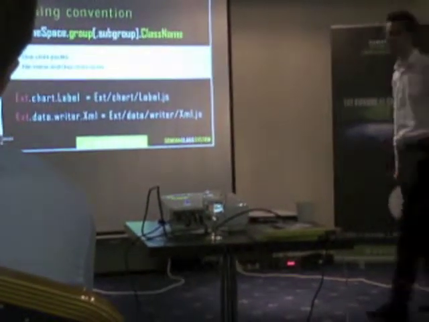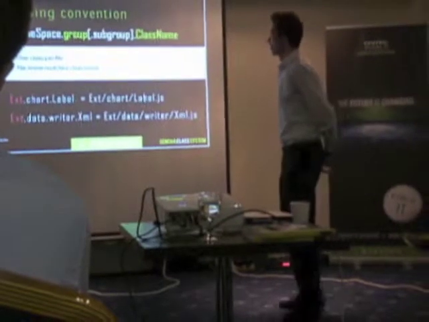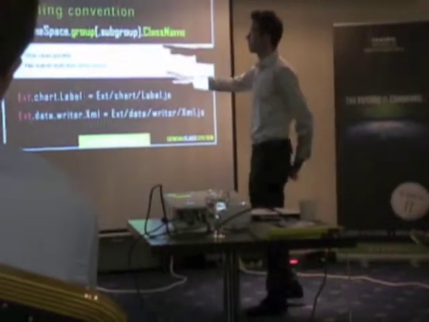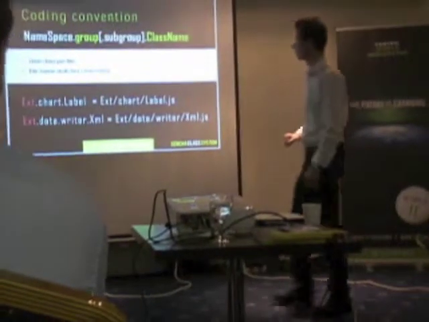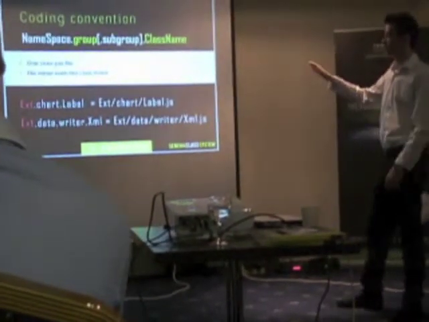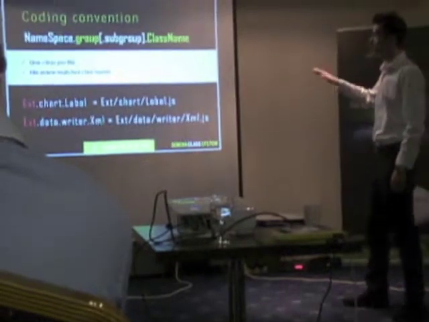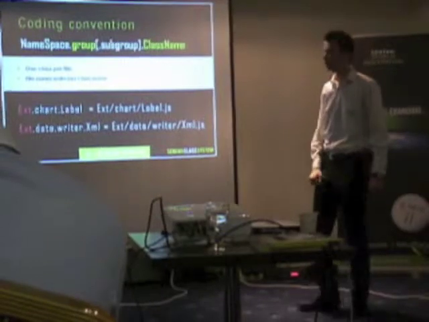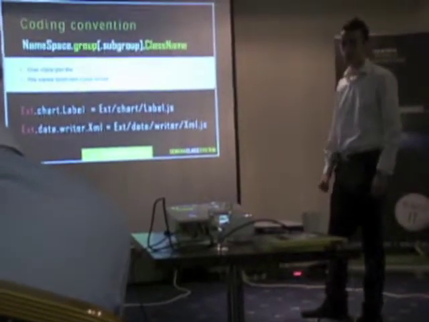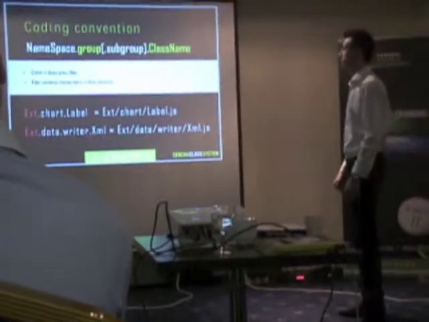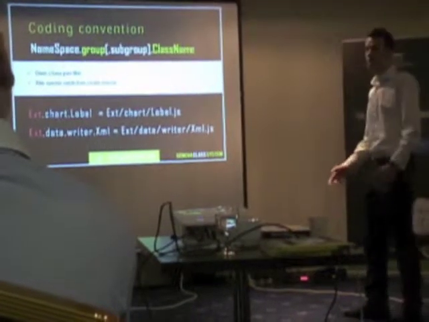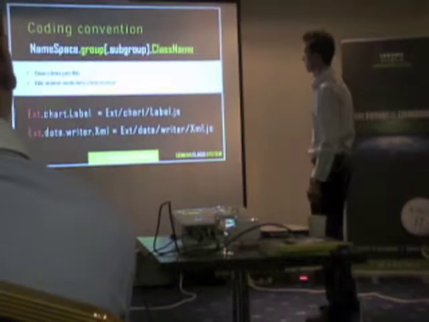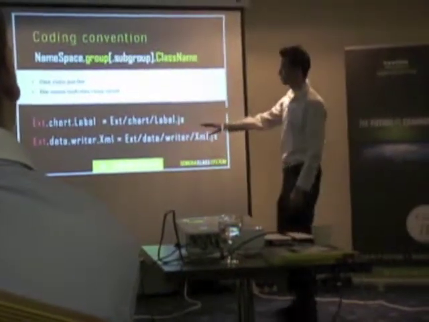Coding convention. It's quite easy to understand, and we're going to use it often. We have the namespace, which will actually be the name of our application. Then the group, which represents a folder where we store our file, and the class name. The rules are one class per file, and the file name must match the class name. So if you have a class named getApples, your file has to have the same name with the same case. As an example, we have Ext.